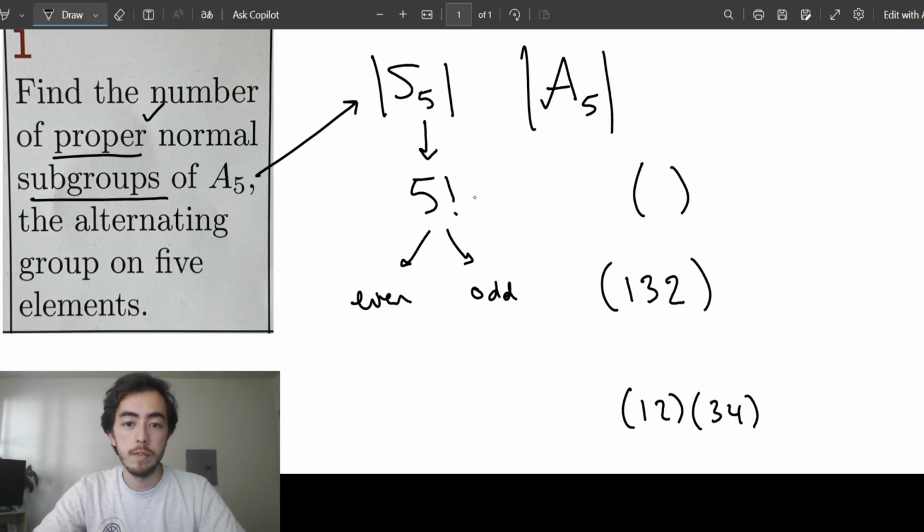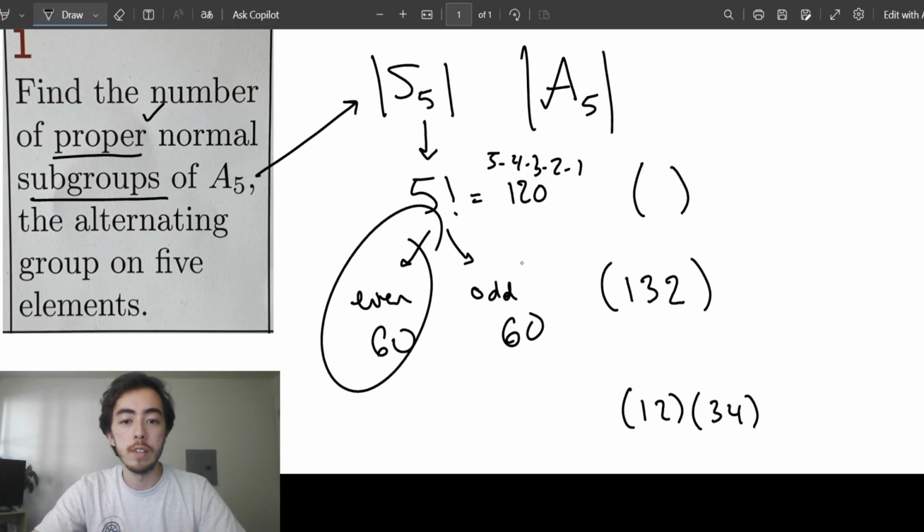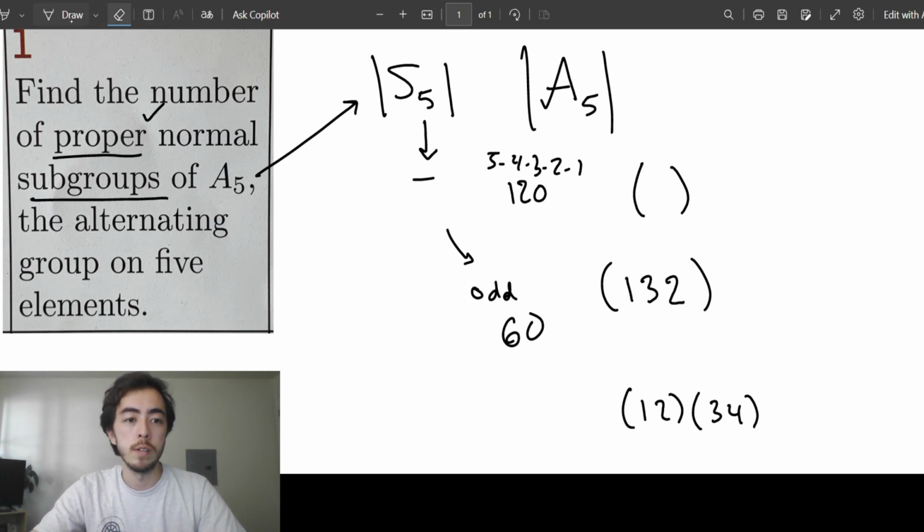And so 5 factorial is 120. That's 5 times 4 times 3 times 2 times 1. And if you believe me that exactly half are even and half are odd elements of S5, then it would follow that the cardinality of A5 is 60.